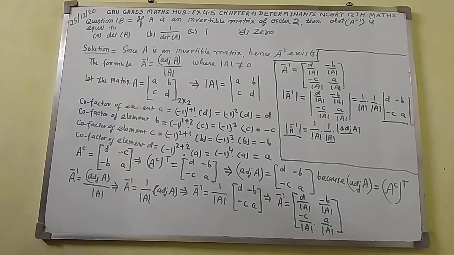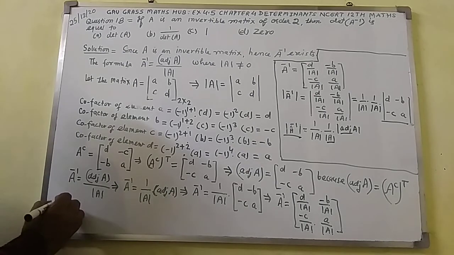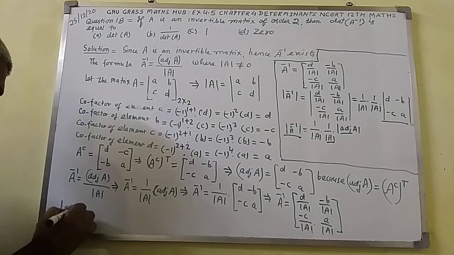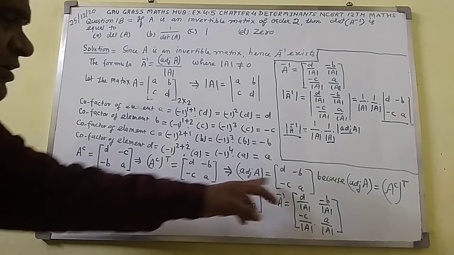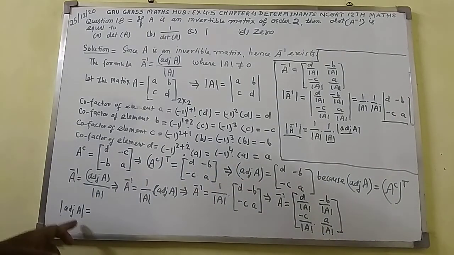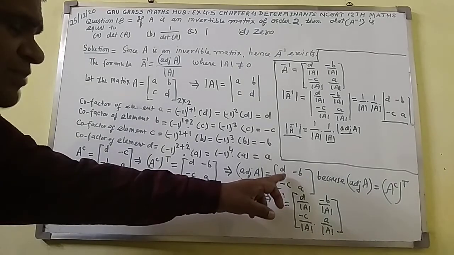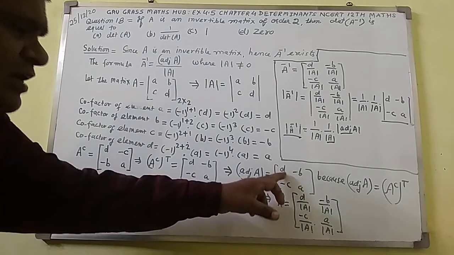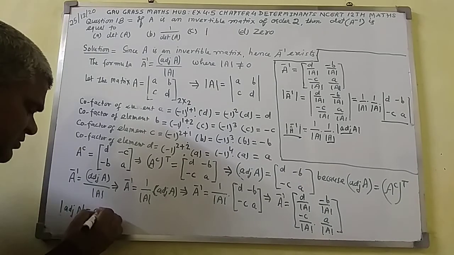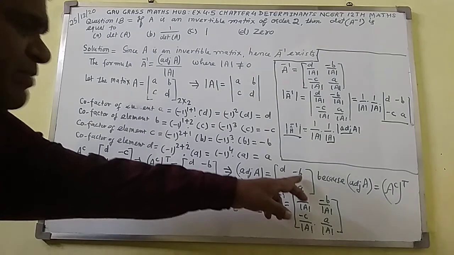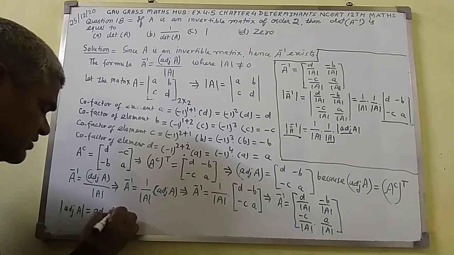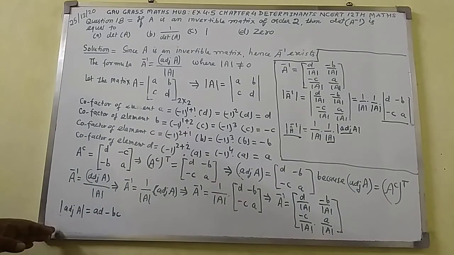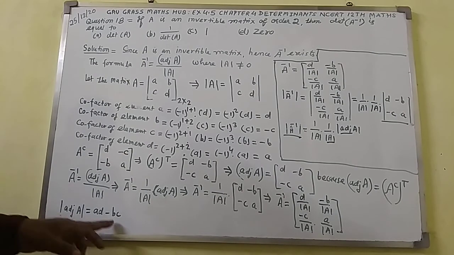Here I shall write determinant of adjoint A. It comes out to be: the elements of the principal diagonal will get multiplied together, a will multiply with d, giving ad. Minus, and minus b or minus c will get multiplied together, giving bc. So you will get here ad minus bc. Determinant of adjoint A you have got here ad minus bc.